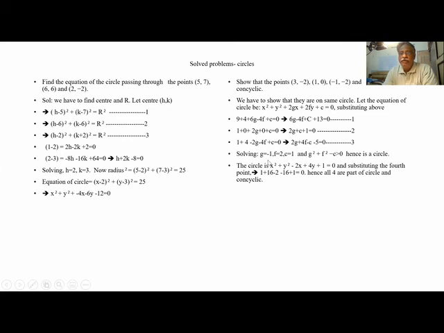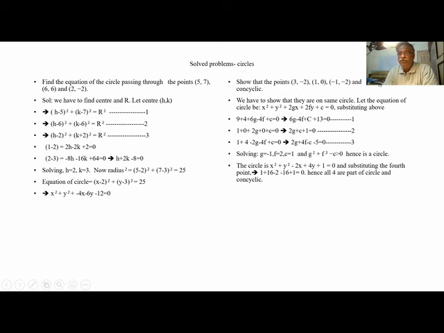When I am solving, I am getting g, f, c. So what is my radius? The radius is square root of g square plus f square minus c. Once I substitute g, f, c, I get the circle.